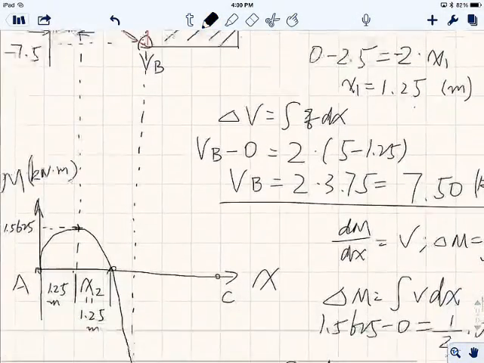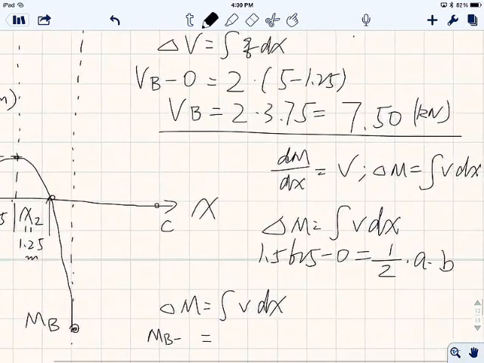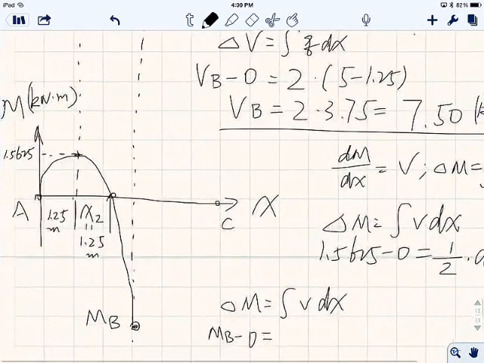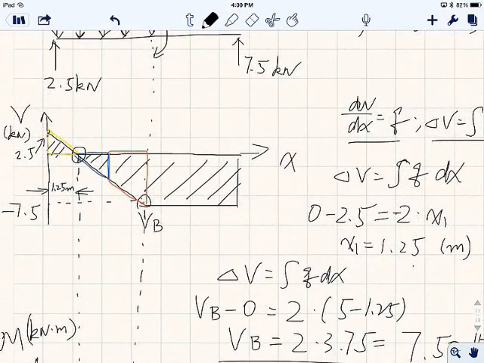Okay, so I'm trying to calculate delta M, so therefore I know this MB over here, right? Now the equation I use is delta M equals integration V dx, right? Because MB minus 0, this is 0, right? MB minus 0 should equal this red trapezoid over here, this area. Make sense? Right? Integration V, right? Okay, so that's easy. How do we do this?